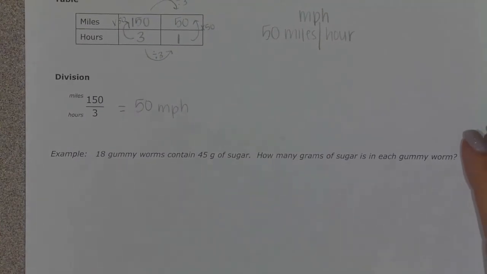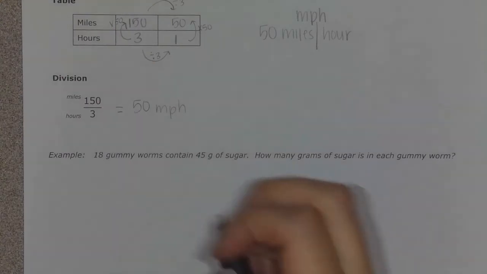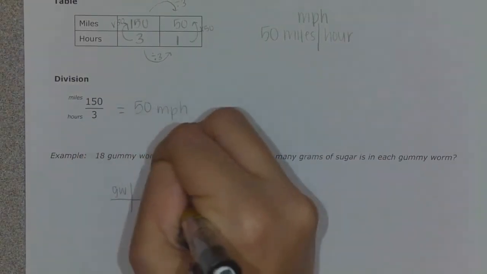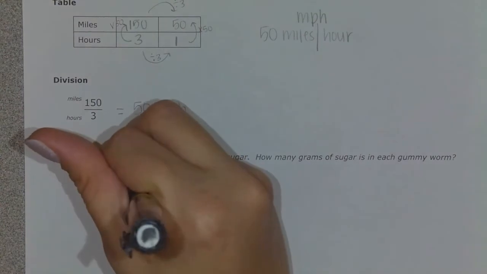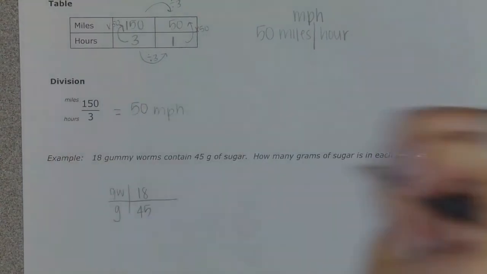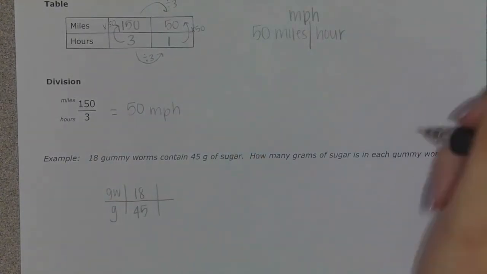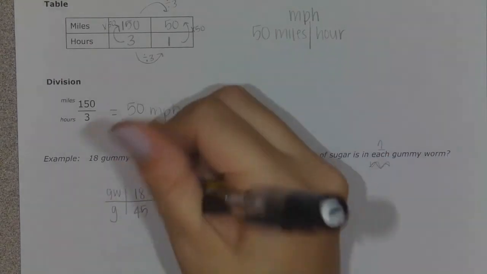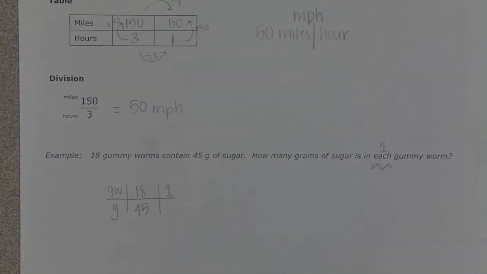So our next example says 18 gummy worms contain 45 grams of sugar. So I want to know, how many grams of sugar is in each gummy worm. So I'm going to set up my table with labels. I'm going to do gummy worms, grams. So I've got my table labeled. Let's set up what we know. We know 18 gummy worms, 45 grams. And I want to know how many grams of sugar is in each gummy worm. So again, that word each right there is going to tell me that I just want 1 gummy worm. So I've got my table labeled, all that's left to find is the scale factor.